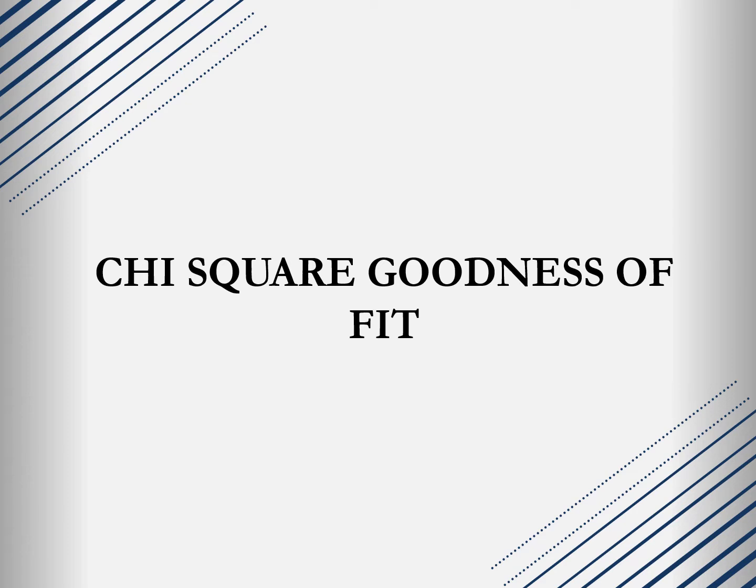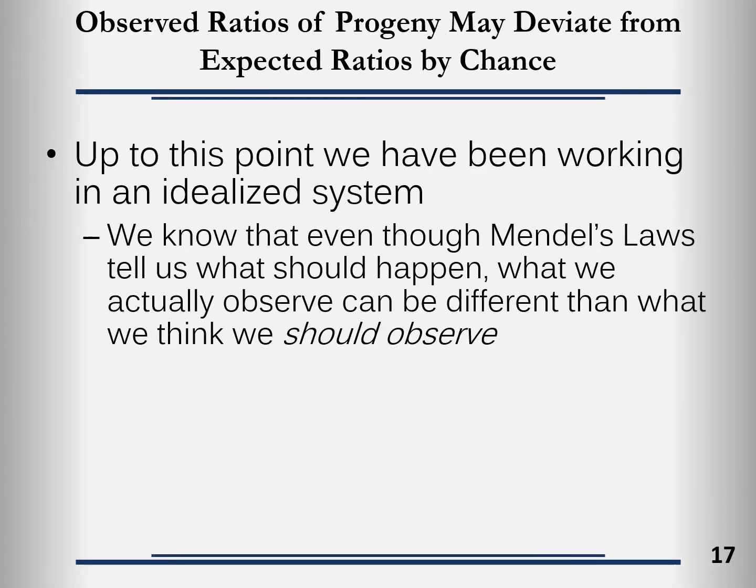Now let us turn to questions of hypothesis testing and the use of statistical tests to determine when the law of segregation and the law of independent assortment are being followed. Up to this point, we have been working in an idealized system. Basically, what we've been saying is, what should Mendel's laws lead us to observe? If Mendel is right, what should we observe?